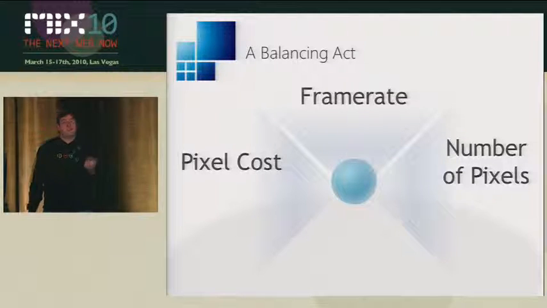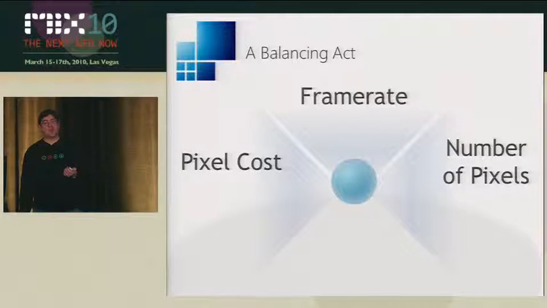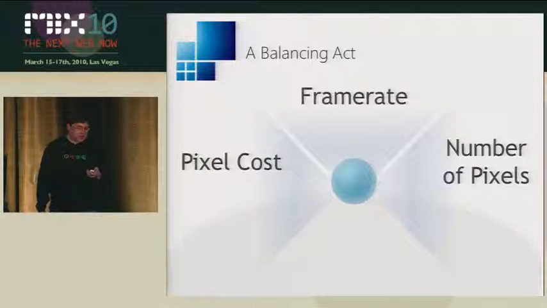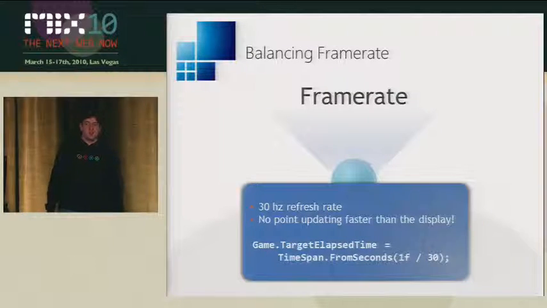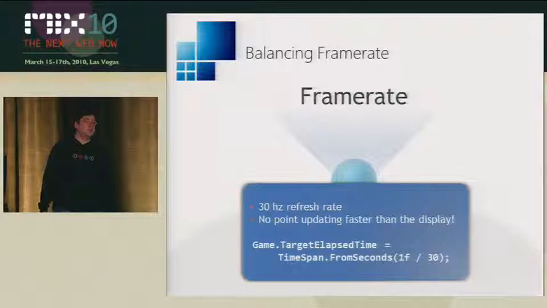The 3 factors are, how many pixels are you drawing? How long does it take to draw each one of those pixels? And what frame rate do you want your game to run at? Frame rate is pretty straightforward. The phone runs at 30 hertz. That's the speed of the display.